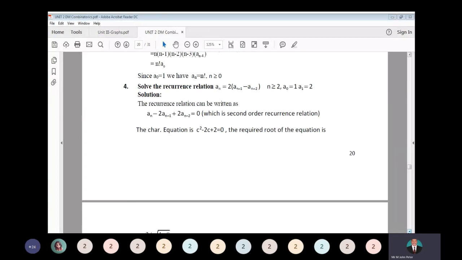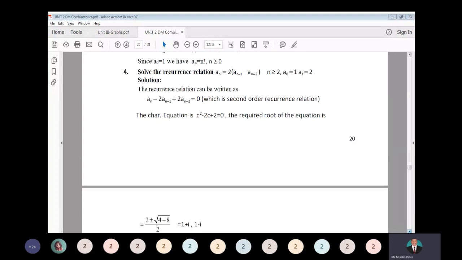Since we have a second order recurrence relation, we have to write the characteristic equation. Replace a_n by c², a_{n-1} by c, and a_{n-2} by the constant 1. So when you rewrite, you will get c² - 2c + 2 = 0. Like an auxiliary equation, this is a characteristic equation. Based on the order of the equation, you have to replace it accordingly.